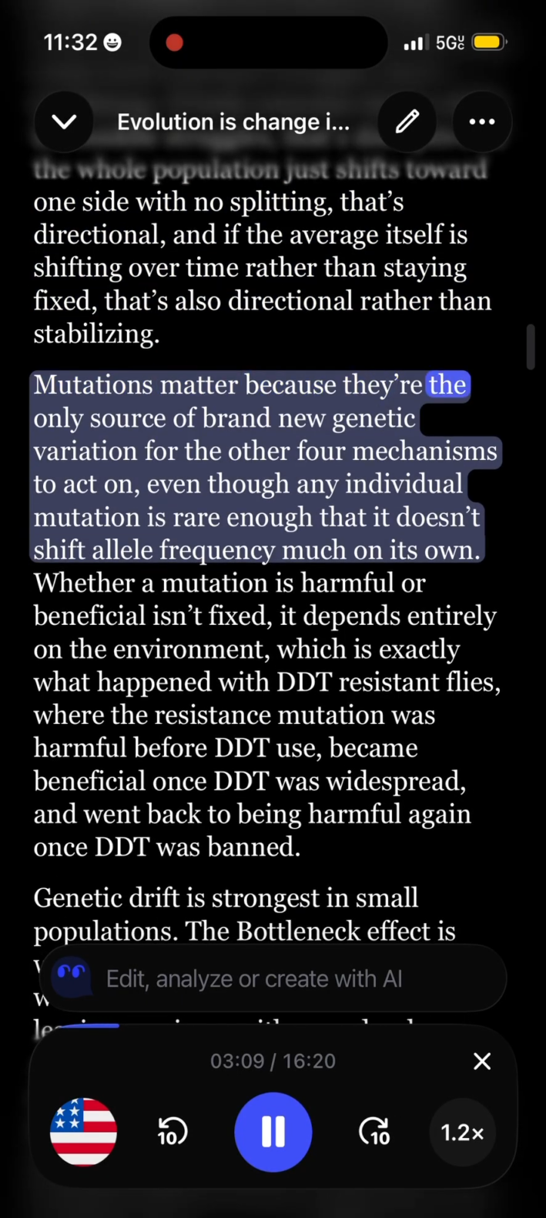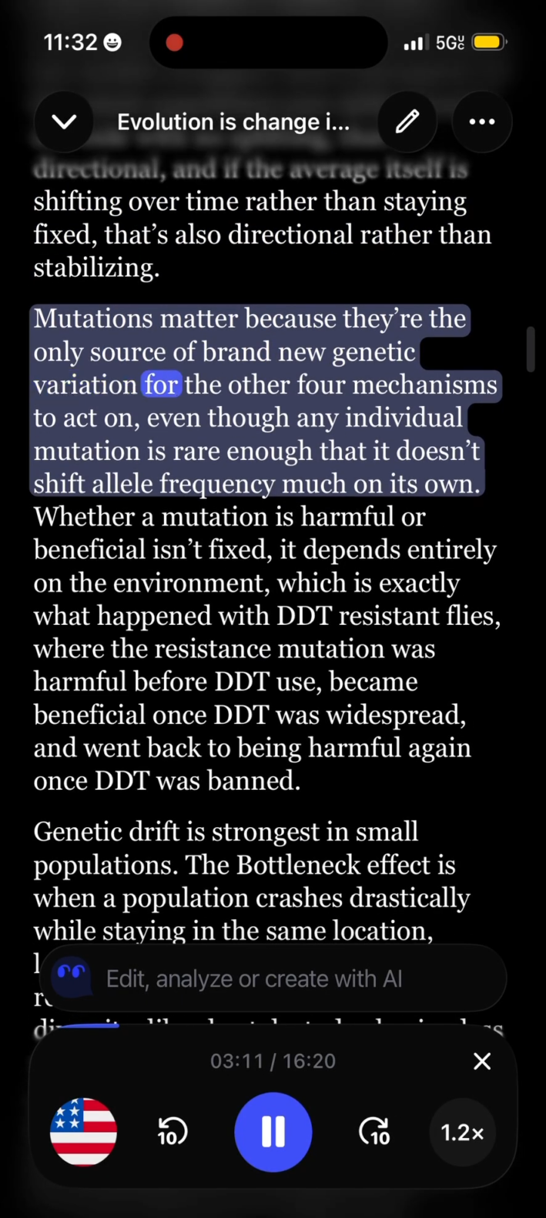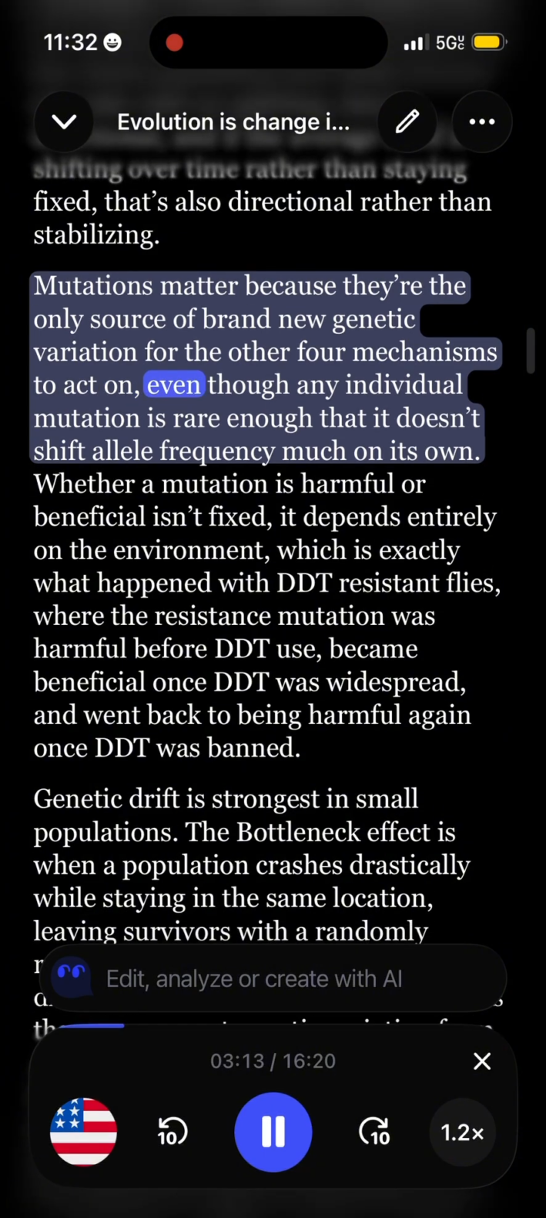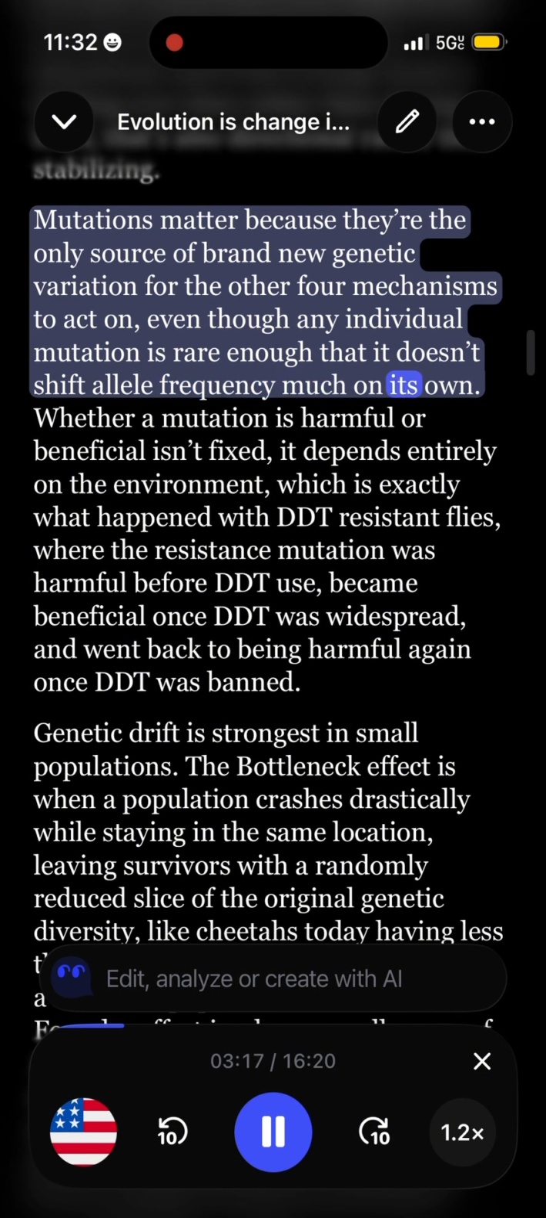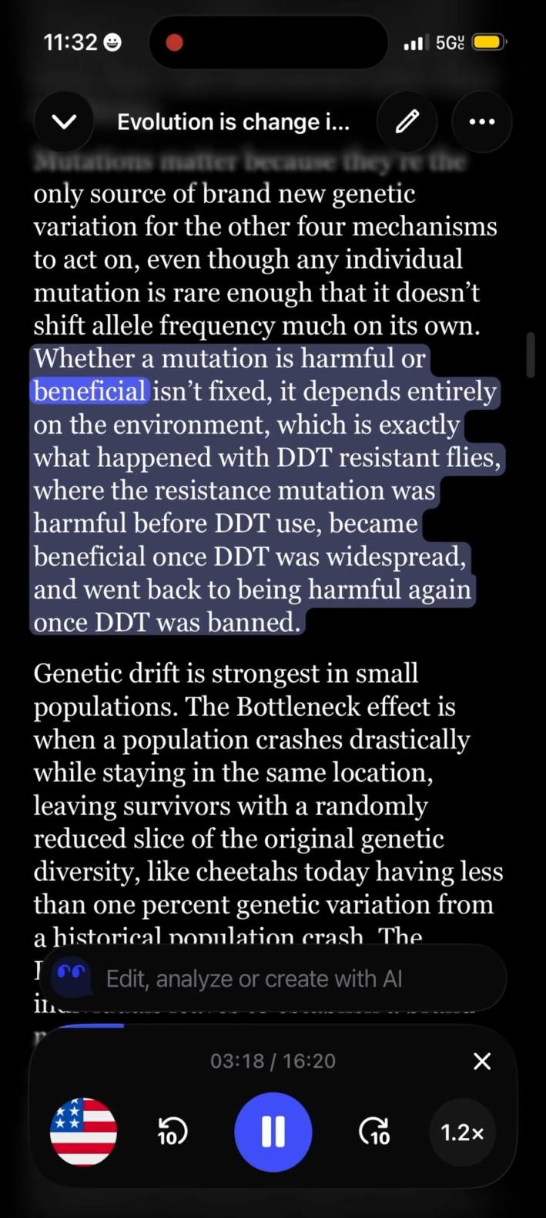Mutations matter because they are the only source of brand new genetic variation for the other 4 mechanisms to act on, even though any individual mutation is rare enough that it doesn't shift allele frequency much on its own. Whether a mutation is harmful or beneficial isn't fixed.